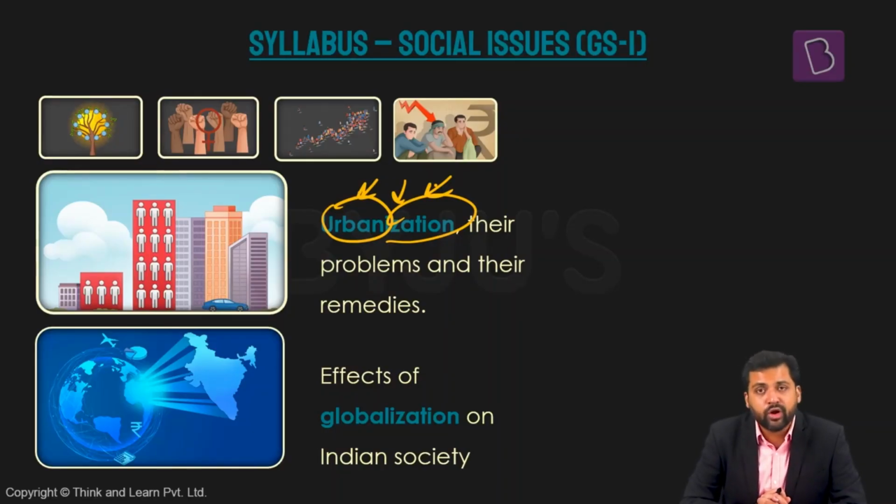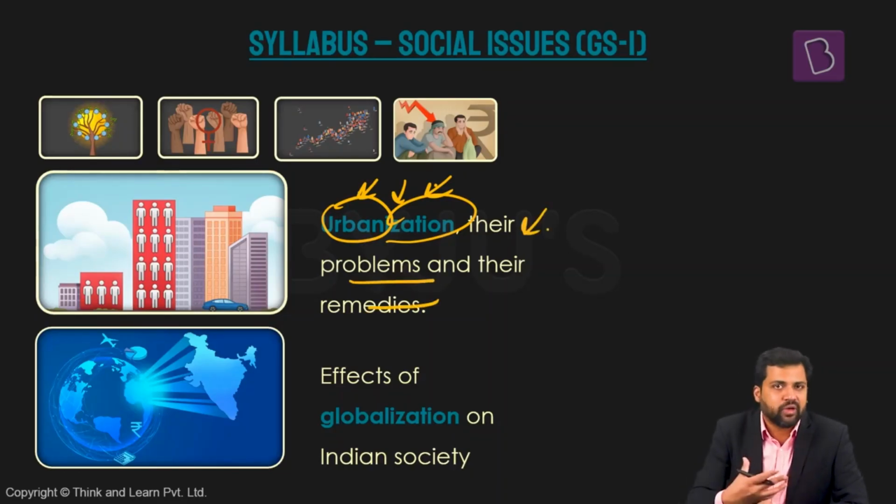And in case in future we are going to have more urban areas, the problems might also increase. What do we need to do about it? We also look at some of the solutions by which we can mitigate some of these possible problems that might emerge in the future. So organization, problems and remedies, that is what we are going to talk about.